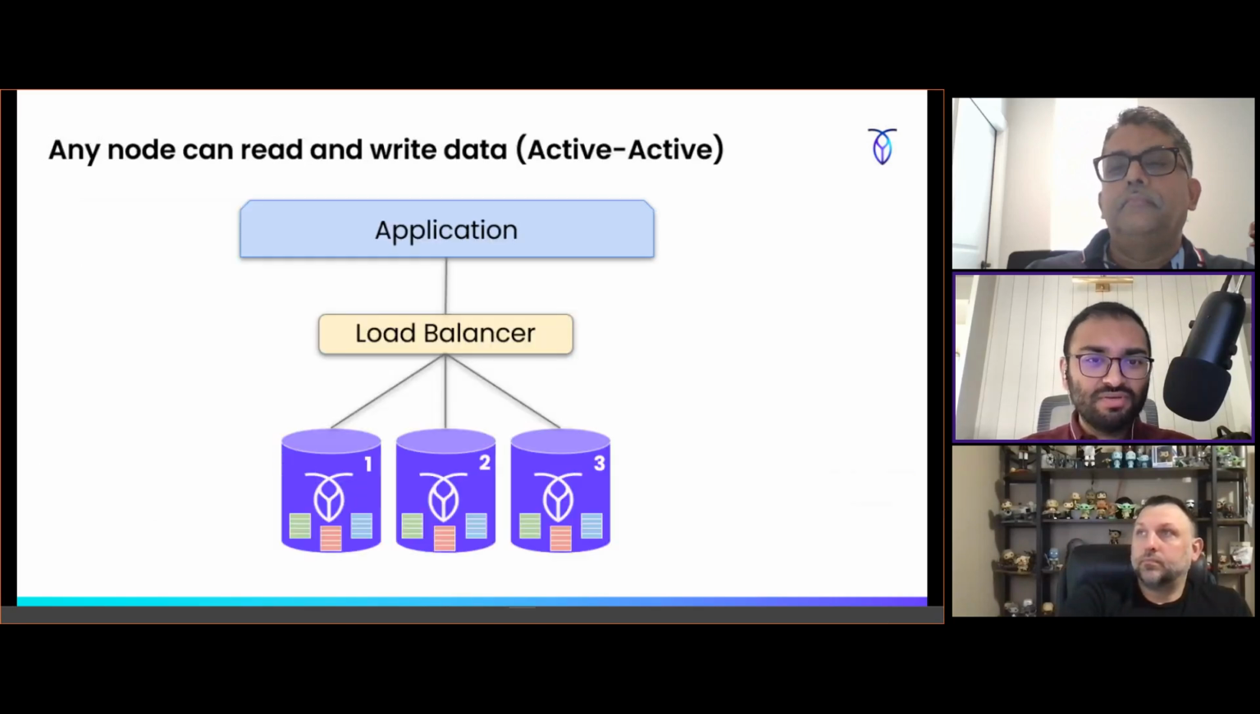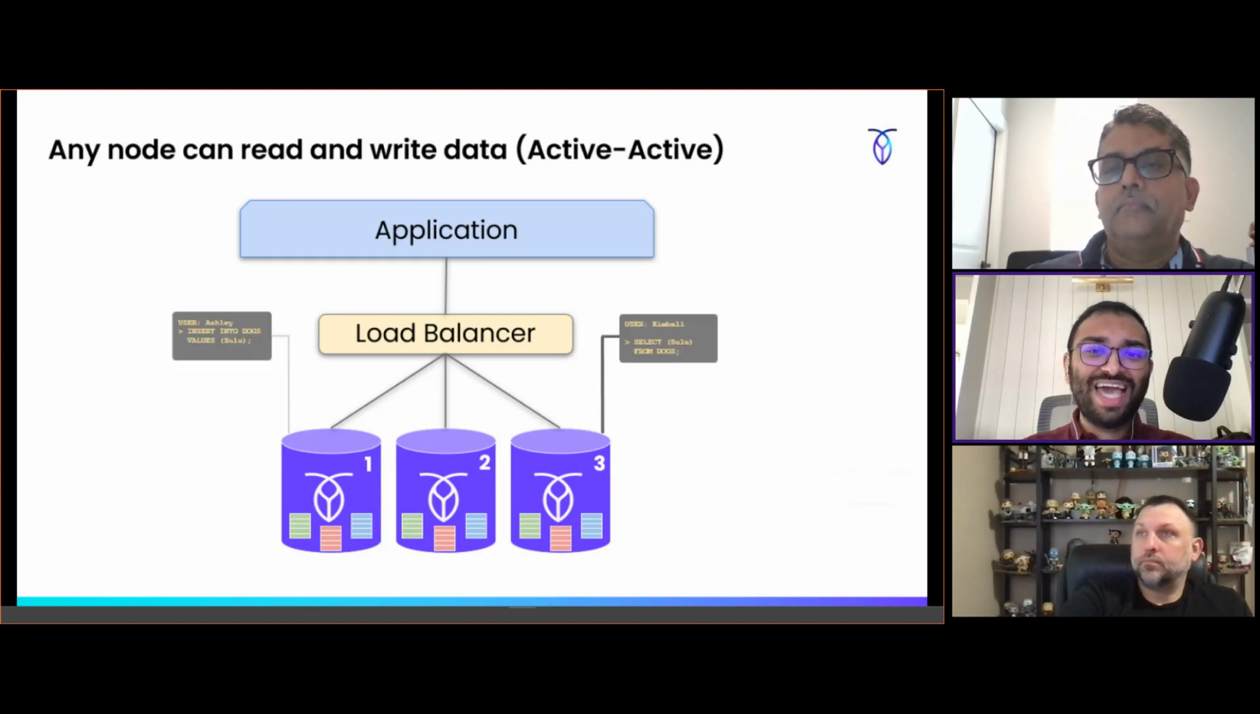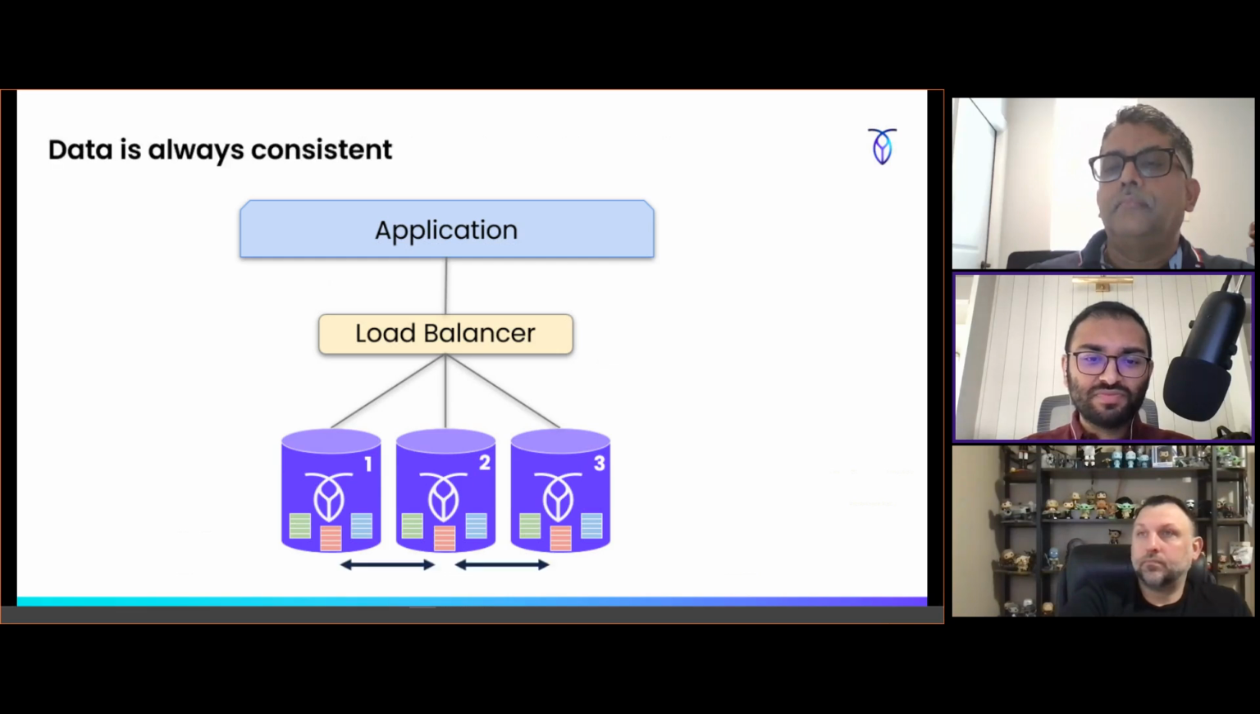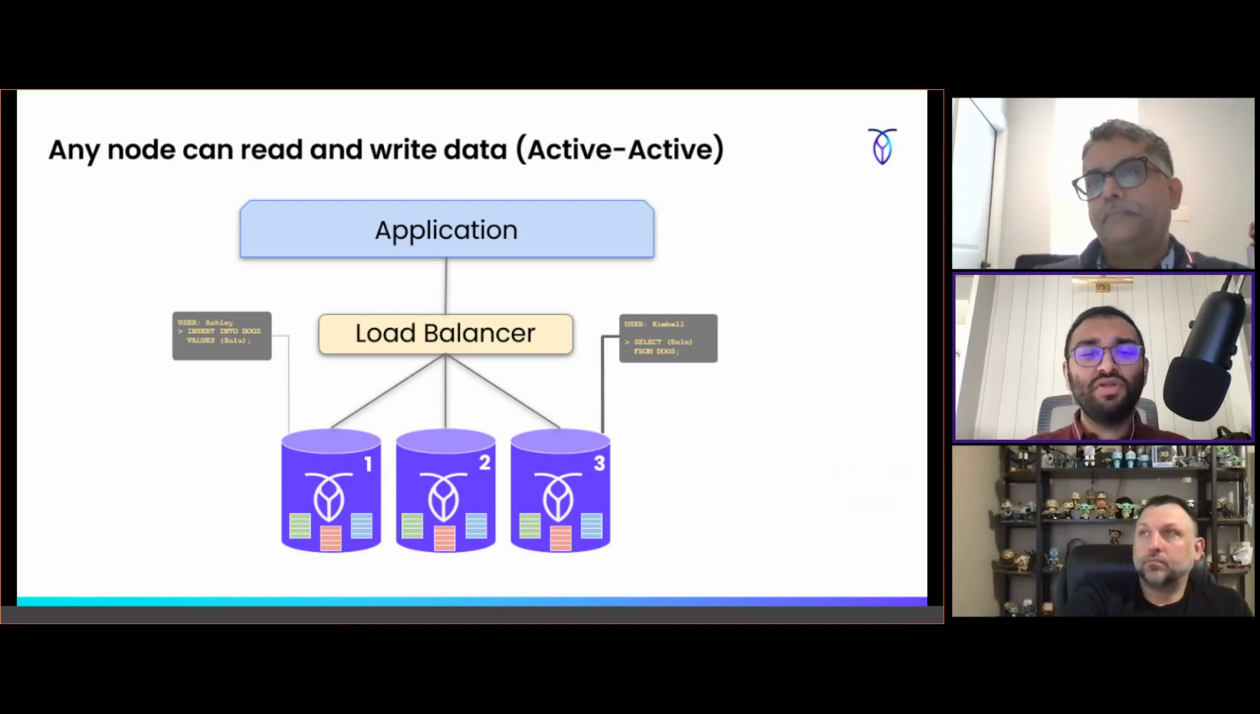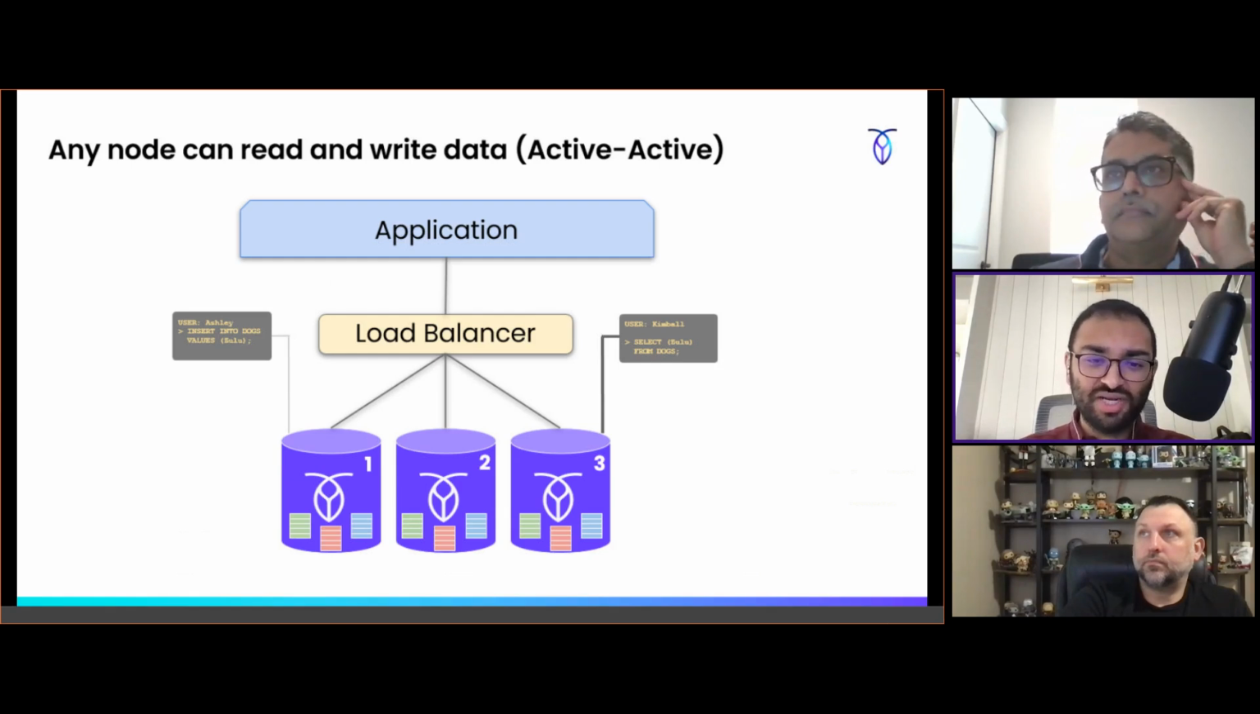And any node within CockroachDB can read and write data. So it's a truly active architecture. So for example, you have a user that writes into node 1, but at the same time, a user can connect to node 3 and write data as well, because every node within CockroachDB is a peer. It can act as a gateway node to handle those transactions that are happening.